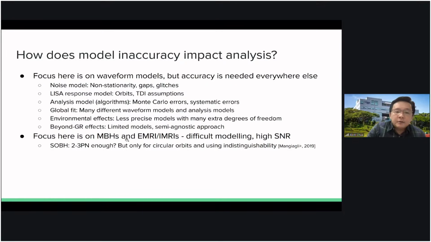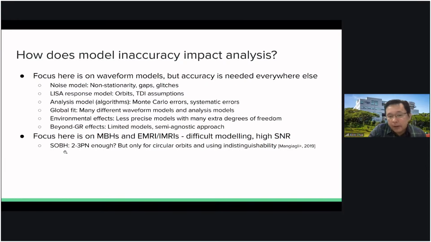For the papers I'll review, the focus is largely on massive black hole binary mergers as well as EMRIs and IMRIs, because these sources are the only ones where the modeling is really difficult, but we also expect these sources to have very high SNR. So accuracy constraints are quite stringent.